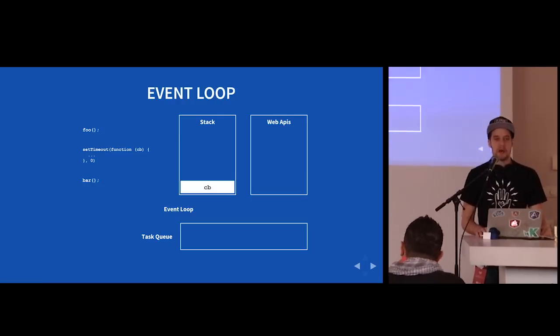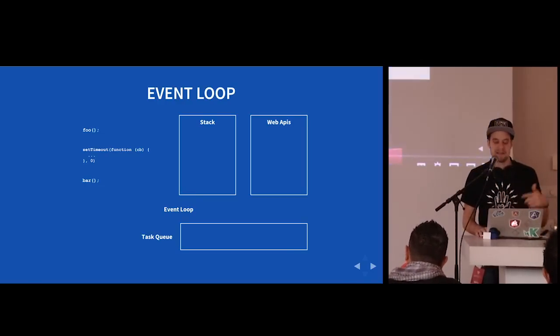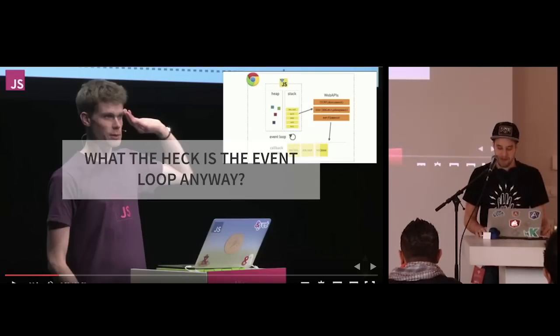Okay, so now we know how that works. And actually, what you've seen so far was basically a ripoff of Philip Roberts' talk, What the Heck is the Event Loop Anyway? And I highly recommend watching that talk. It goes into a bit more detail. But why is that important? Why do we want to know it?